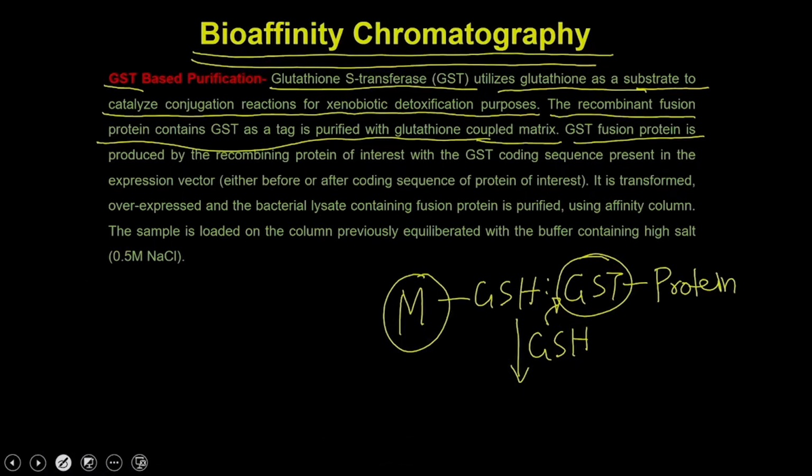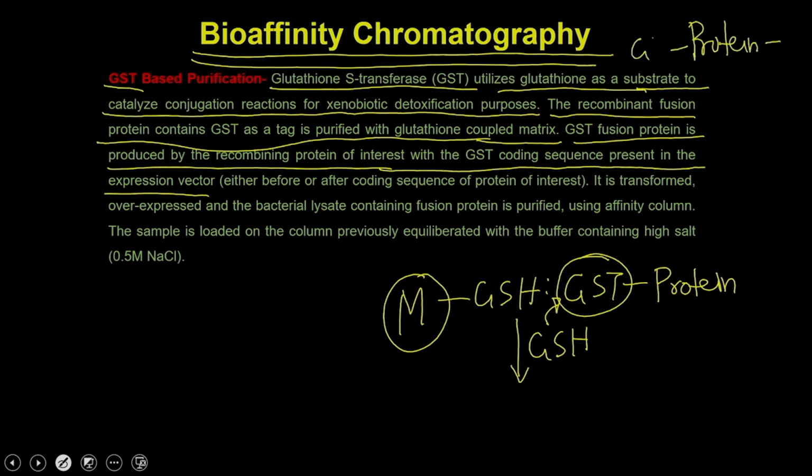GST fusion protein is produced by recombining the protein of interest with the GST coding sequence present in the expression vector. You have the option of putting the GST onto the N terminus or to the C terminus, depending on how the protein of your interest is going to respond.